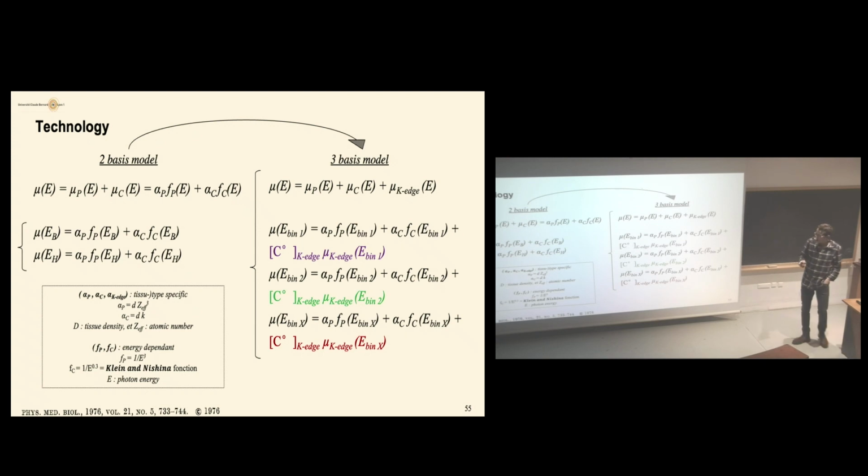So to be clear, the way we look at this 3D or 4D basis model is to identify the specific photoelectric effect around a contrast agent with the K-edge, which is the binding energy between the K shell and the nucleus. And it's about identifying this specifically.